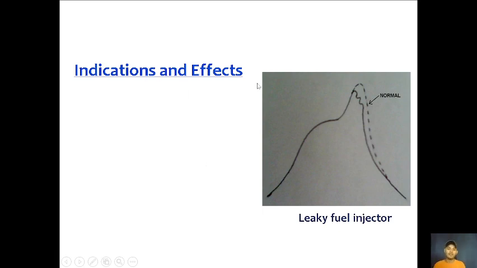Okay, here we have a leaky fuel injector. As you can see, the normal pressure is here, but since the pressure is somewhat irregular in this part, maybe there is a fuel injector that has a leak.